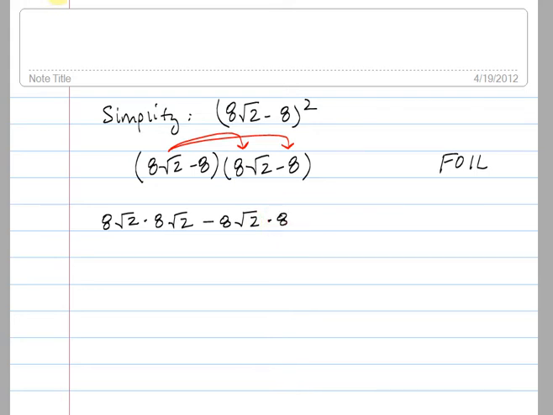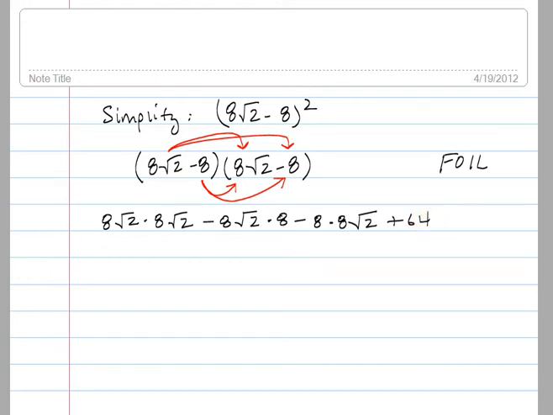Then we're going to switch over here and multiply 8 times 8 square root of 2. Of course, that 8 is negative, so we can write it as minus 8 times 8 square root 2. And then finally, we have negative 8 times negative 8, which is positive 64. So we'll just go ahead and multiply that together.